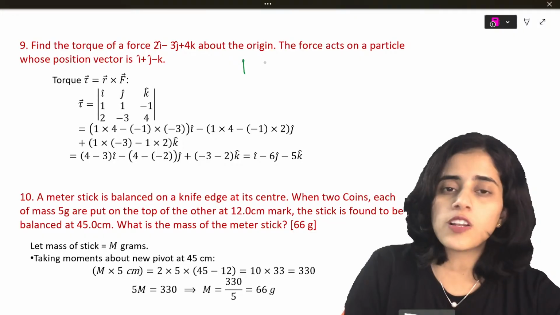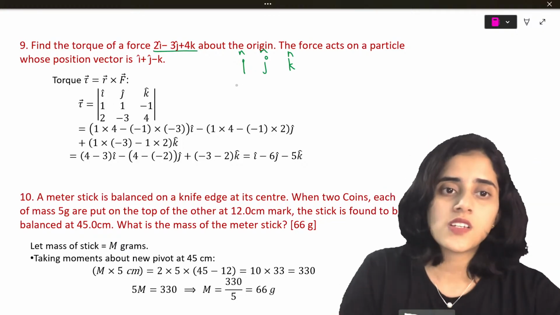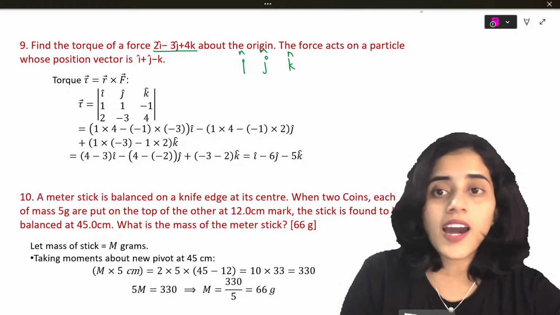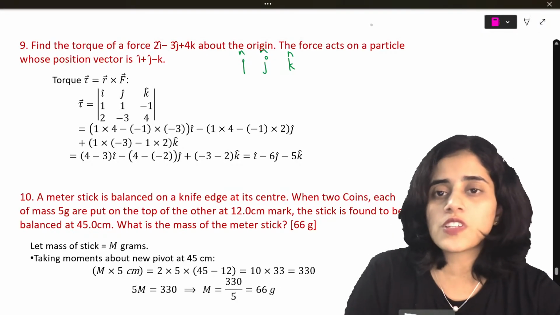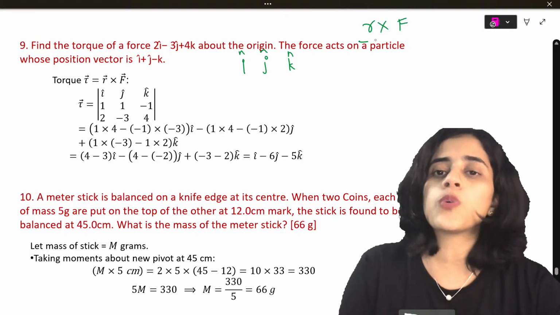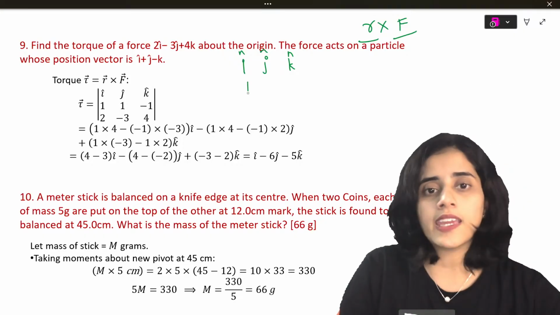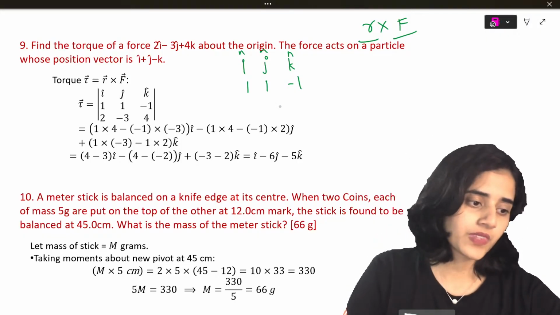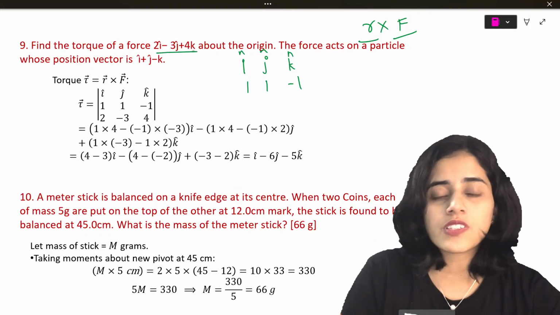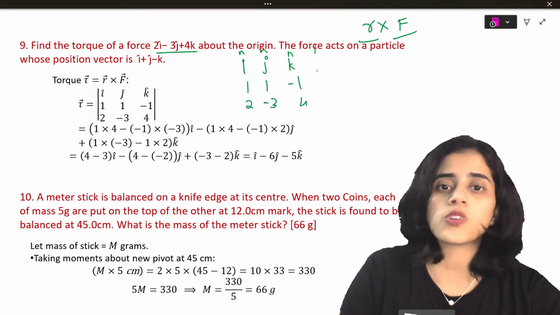First row will be i, j and k. Second row will be these terms. So no, it's R cross F. Okay, students, you have to be very careful about the order. If it's R cross F, then the second row will be R, third row will be F. So let's put the R terms: 1 i cap, 1 j cap, minus 1 k cap. Now, F terms, what are the F terms? 2, minus 3 and 4.